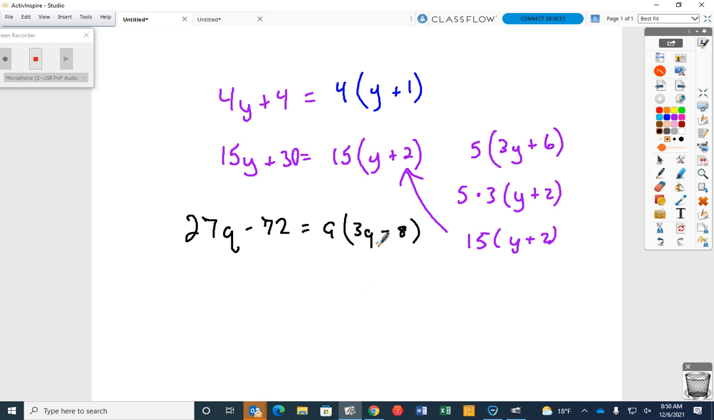One. Where'd you get the 8? Because 9 times negative 8 is negative 72.